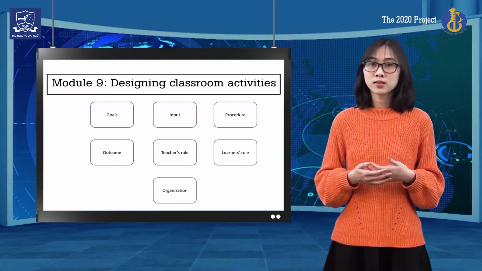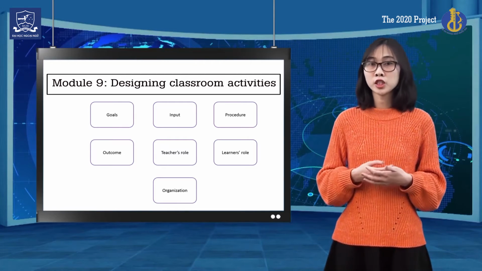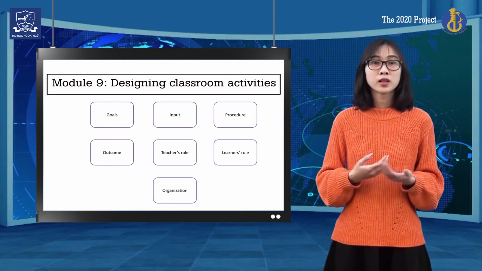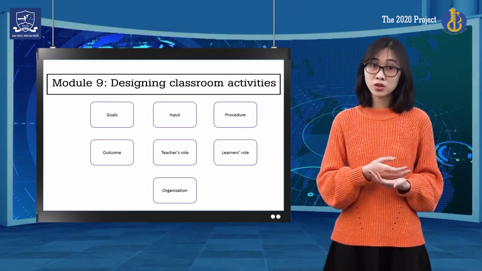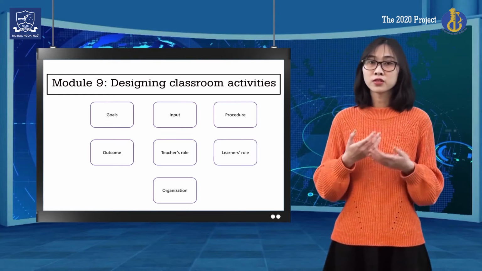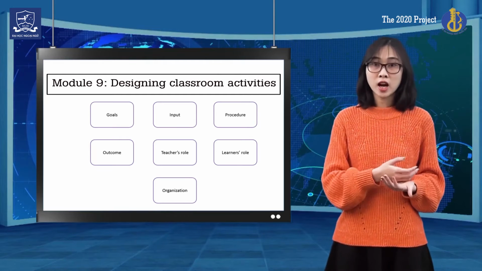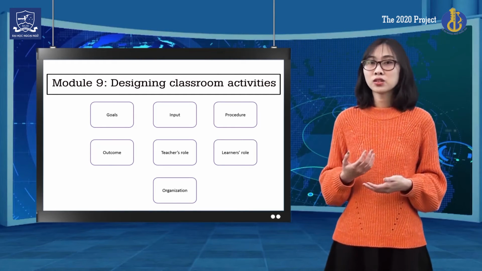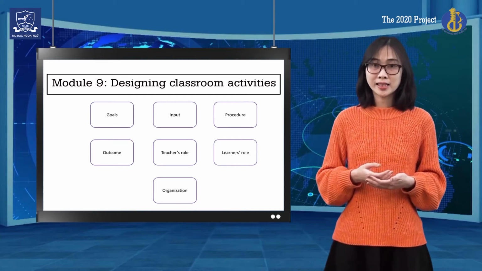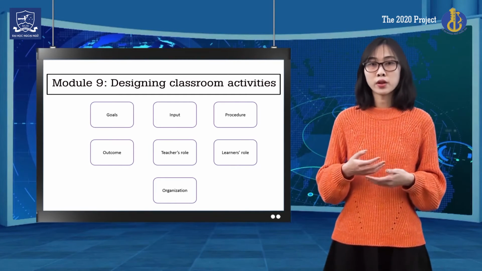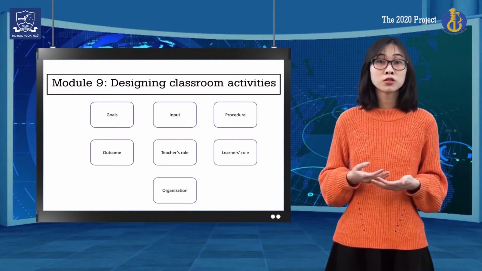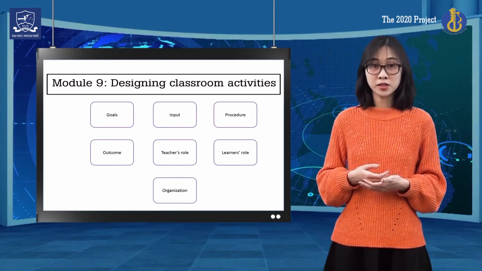This module discusses some ideas on the division of different teaching phases as well as the types of learning activities in different phases that teachers make students do by way of materials. We also give a number of suggested analyses of designing classroom activities that teachers can use with their students in lessons. The suggested analyses of the activities deal with goals, input, procedures, outcome, teacher role, learner role, and organization.